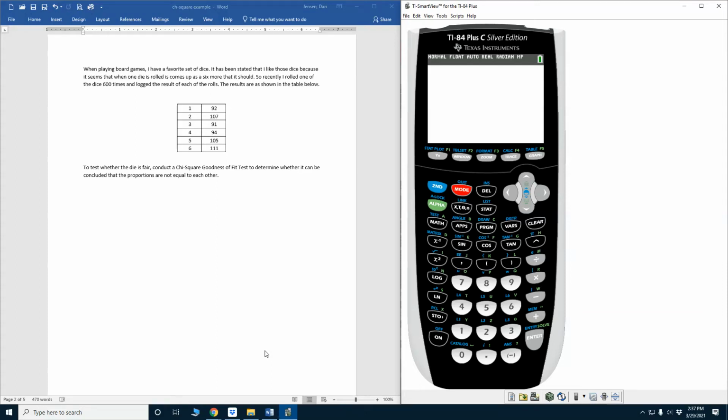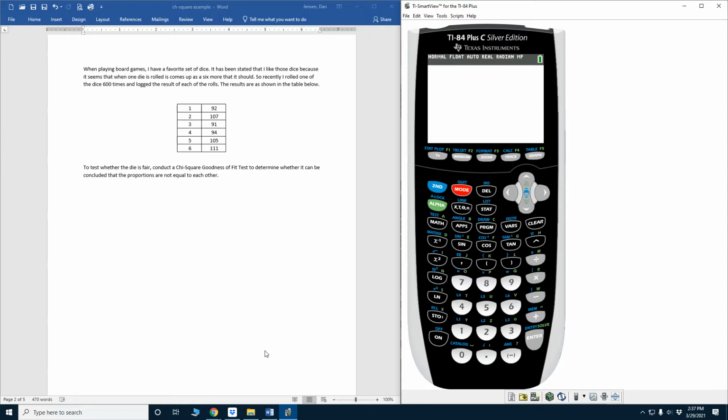In this video, we're going to look at how to do a chi-square goodness of fit test using the TI graphing calculator. And I'm going to do about 3 different examples because depending on the given information, depending on how things are given, you handle the test a little bit differently in the graphing calculator.